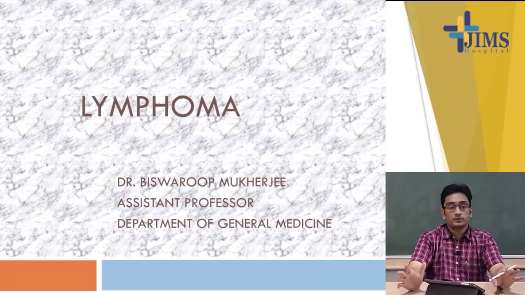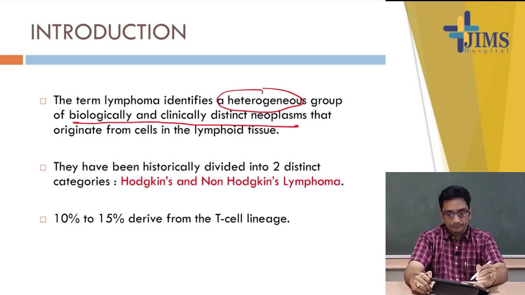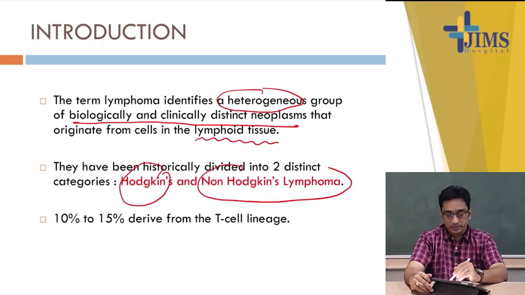It's about lymphoma. The term lymphoma identifies a heterogeneous group of biologically and clinically distinct neoplasms which originate from the cells of the lymphoid tissue. Historically, they are divided into two major segments. One is Hodgkin's lymphoma and another is non-Hodgkin's lymphoma.